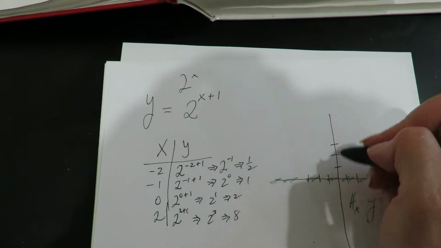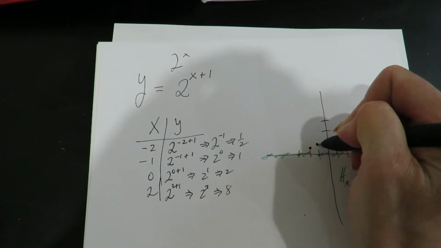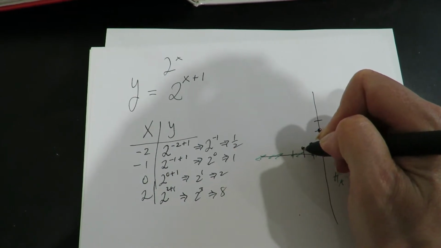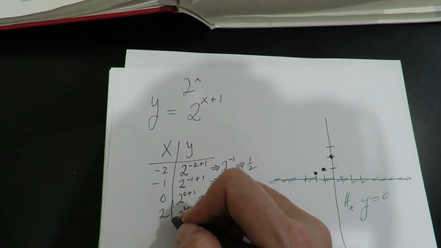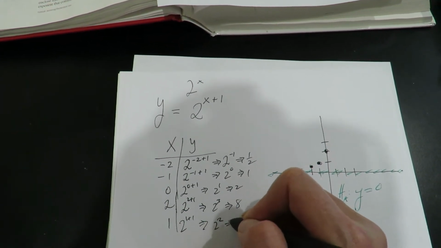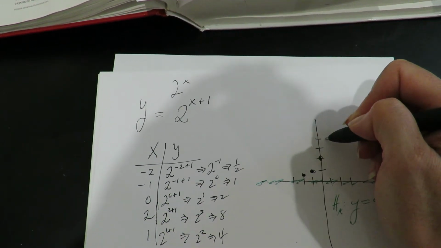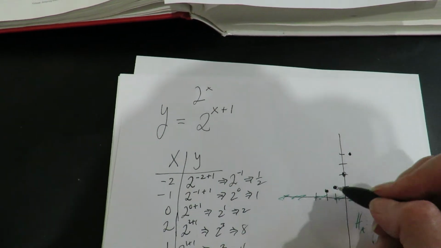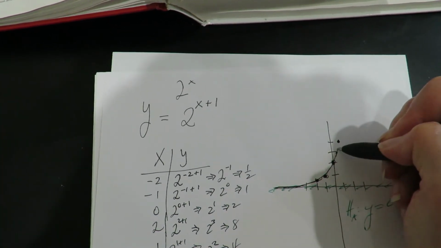Okay, at -2, I'm at a half. At -1, I'm at 1. At 0, I'm at 2. At 2, I'm at 8. Let me put a 1 in here also. 2 to the 1 plus 1 is 2 to the 2, which is 4. Okay, at 1, I'm at 4. Okay, you know what? I'm going to leave it at that. You can certainly do 2 to the 8 on your graph if you're doing this with me. Just that's enough points right there.